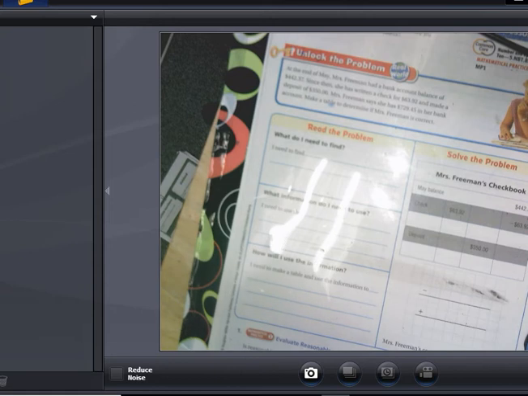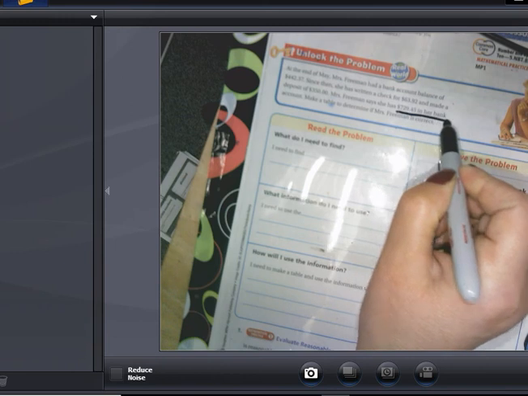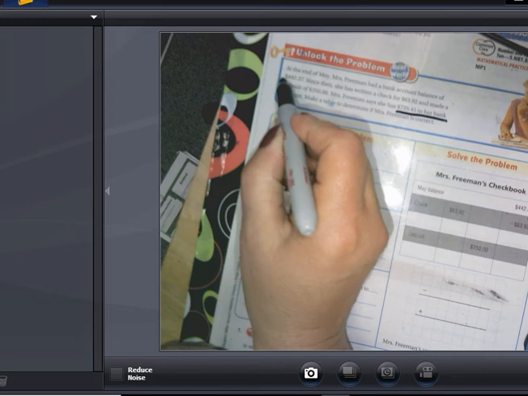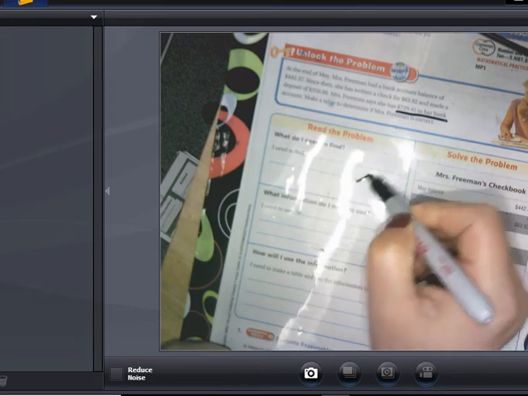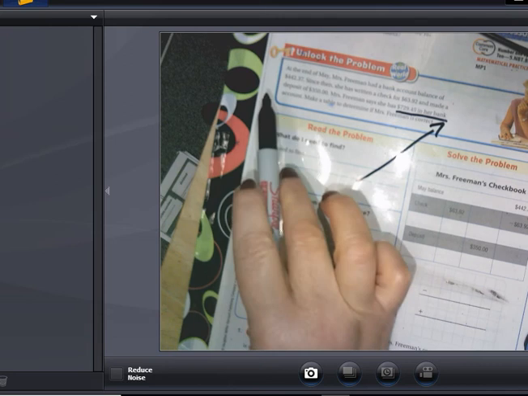if Mrs. Freeman is right. So what do I want to find out? I want to know if she has $729.45 in her bank account. So that's the question it's asking me. So how am I going to find that out? Well, I need to know, so here is that answer. What do I need to know?